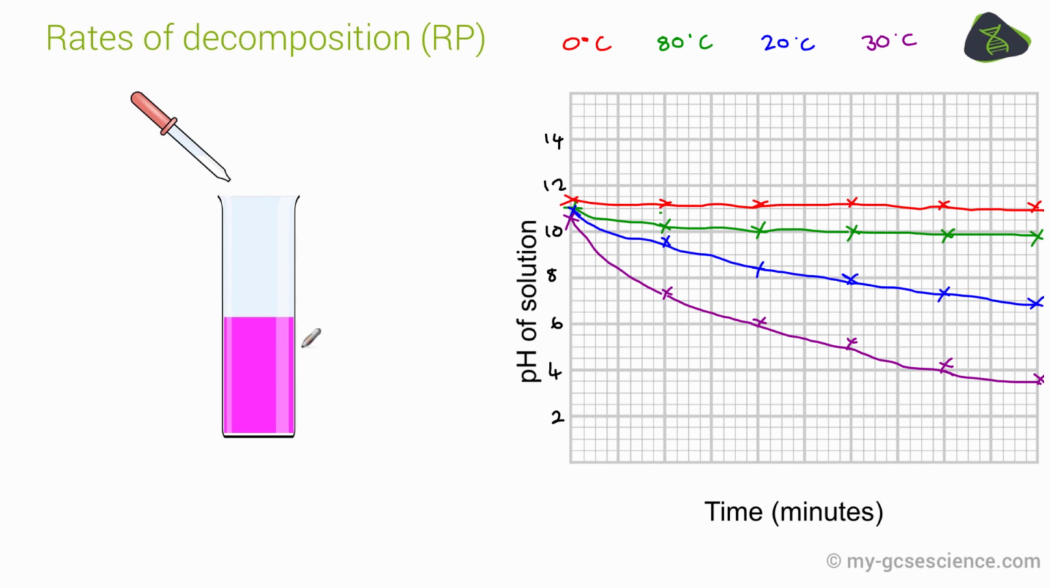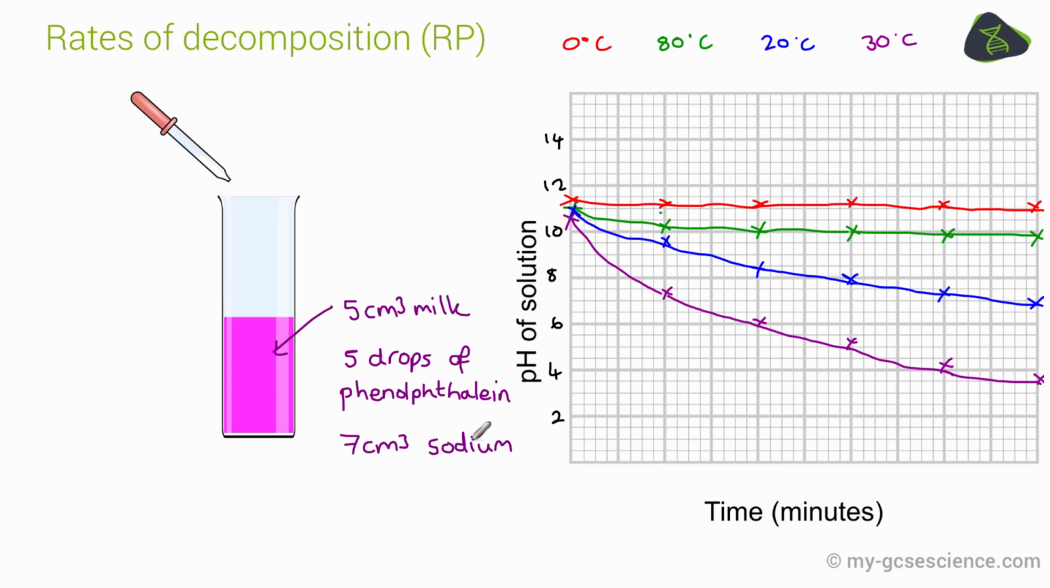So to do this practical, you will need a test tube, and in that test tube you need to add some milk, 5 centimetre cubed of milk. To this add 5 drops of phenolphthalein, which is an indicator. Now you need to set up a pH of at least pH 10 into this mixture, and to do that you need to add 7 centimetre cubed of sodium carbonate, and this will set up a pH of at least 10, which when phenolphthalein indicator is exposed to pH higher than pH 10, it turns pink.